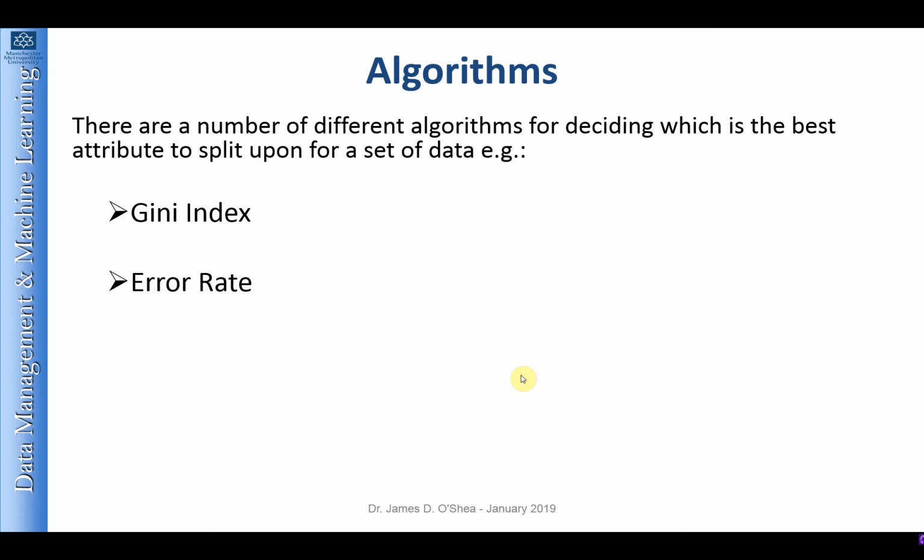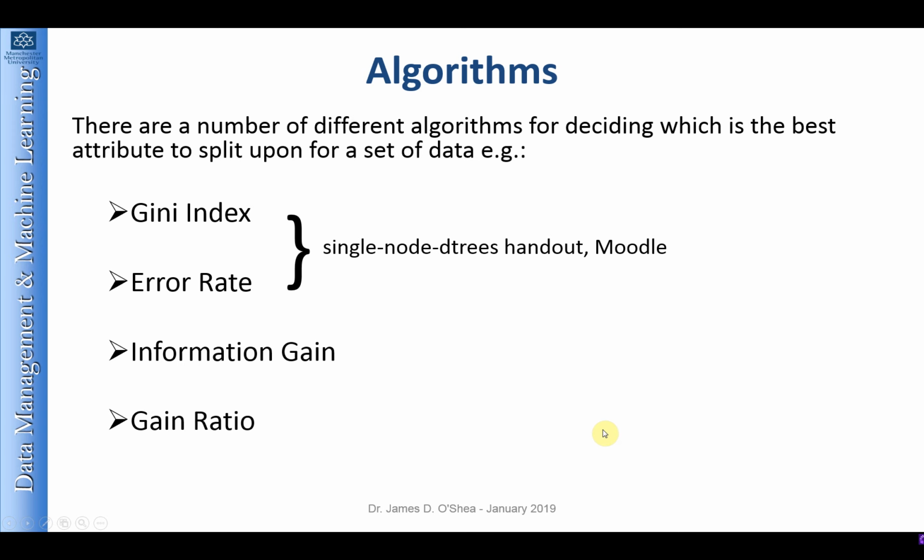Gini index and error rate are covered in a handout on Moodle, and we're going to focus on Gini index in this movie. You can find them in the single node dtrees handout. Two other important methods are information gain and gain ratio. These algorithms were devised by Quinlan for ID3 and C4.5 decision tree techniques and can be found in the further reading, and by using Google Scholar and by using the University Library to seek out suitable papers.